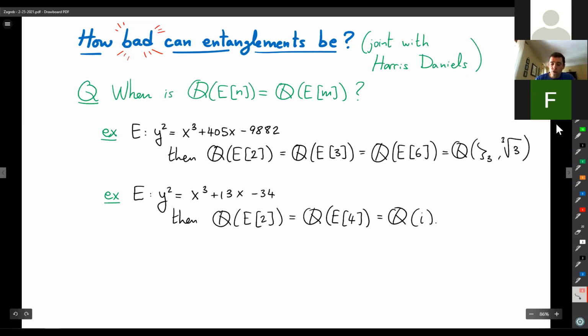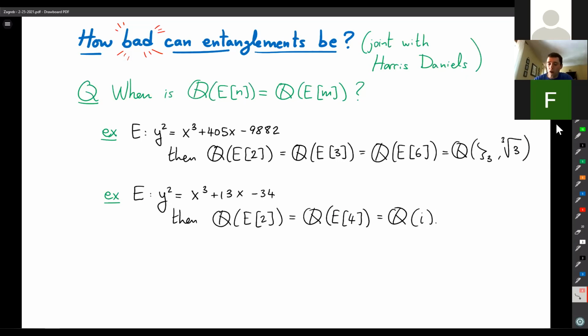You don't have to go too far to see such examples. For example, in this elliptic curve the 2-division field equals the 3-division field equals the 6-division field equals this splitting field. In another case, in this elliptic curve, the 2-division field turns out to be equal to the 4-division field and is Q adjoin i. So you don't have all of the 2-torsion defined over Q, but as soon as you try to define the 2-torsion, you actually get the 4-torsion for free.